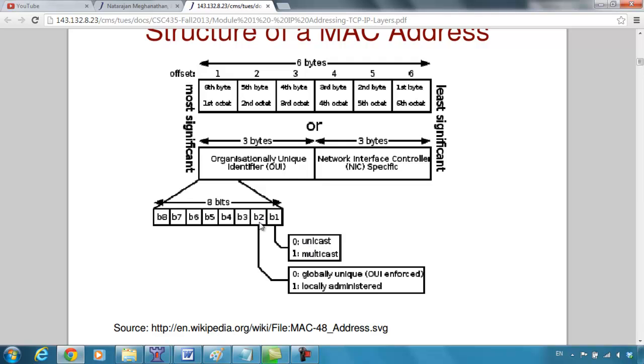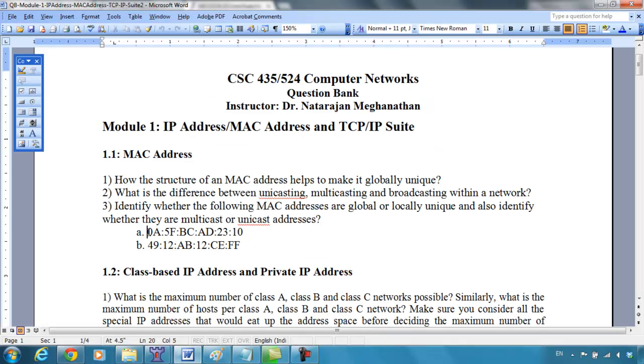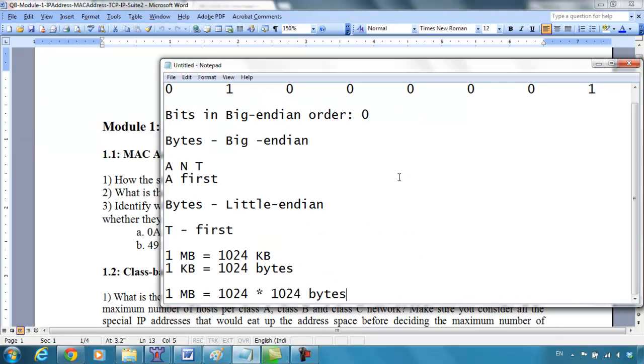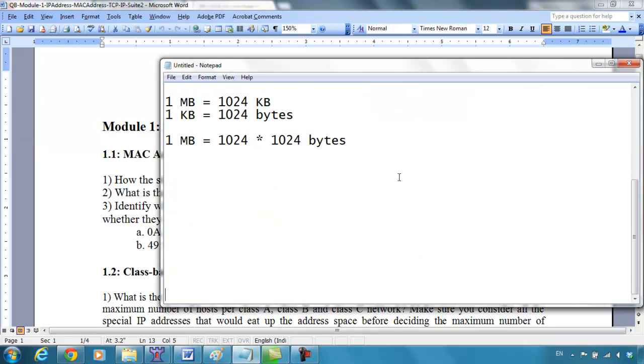If the second bit is a 0, it is a globally unique OUI enforced address. And if it's a 1, it's a locally administered address. So let's see what we have here. We have here 0A. So this is a byte. Each digit here is a hexadecimal digit. So if you represent 0A in binary, 0A in binary is 0, 0, 0, 0. A is 10, 10 is 1, 0, 1, 0.